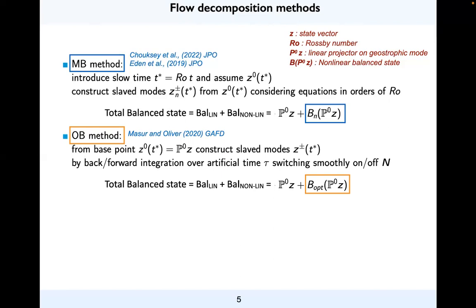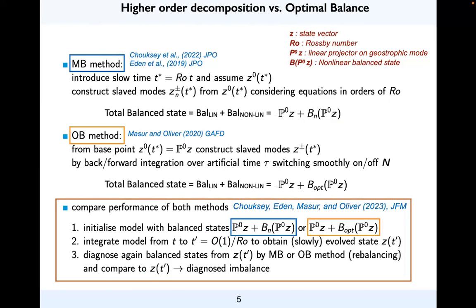Right, so then we compare them. And how do we compare them? We need a model with exactly the same states in the beginning, and we initialize them with balanced states from each of these methods. Then you integrate it for some time. And then, because the flow has evolved and there are nonlinear interactions between the balanced and the unbalanced state, your balanced state is no longer balanced. So you rebalance it with these methods, and then you diagnose the imbalance.